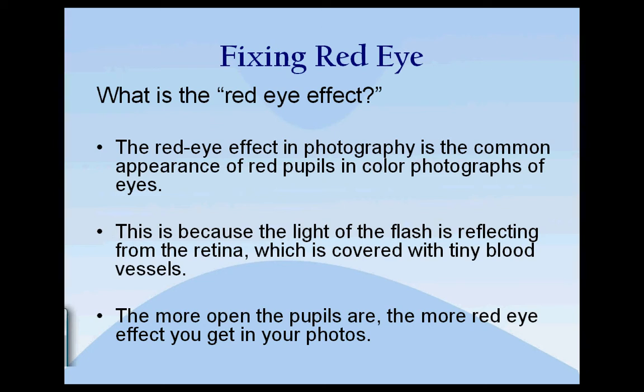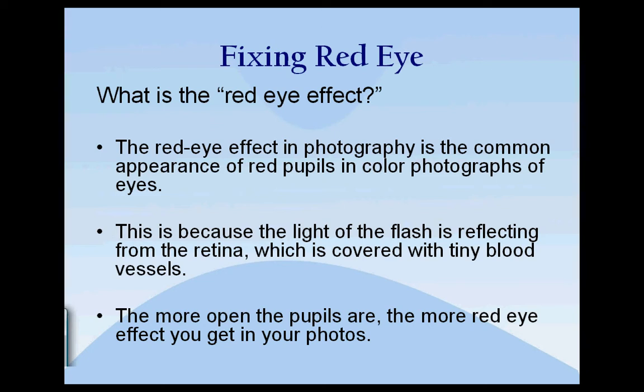It occurs when using a photographic flash very close to the camera lens, as with most compact cameras nowadays, in ambient low light. If you are using a flash in a dark environment, you often get a red eye effect. This is because the light of the flash is reflecting from the retina, which is covered with blood vessels. The more open the pupils are, the more red eye effect you get in your photos.